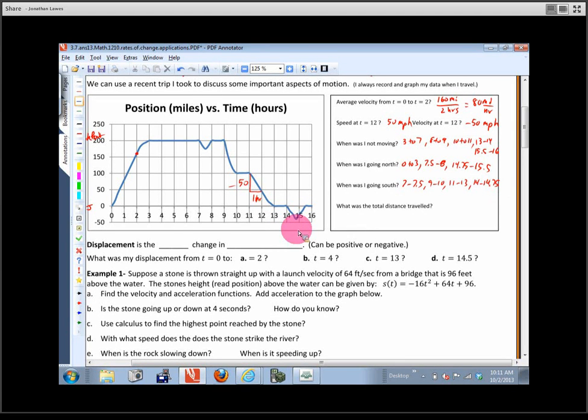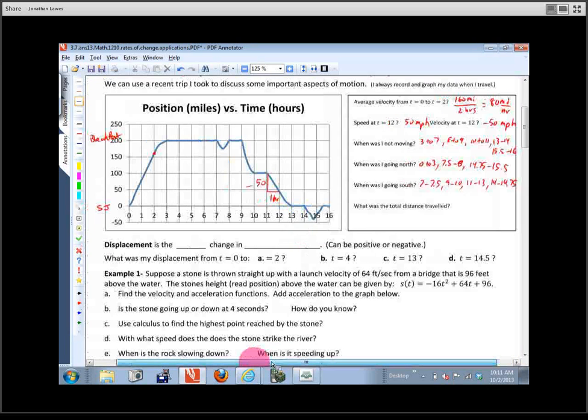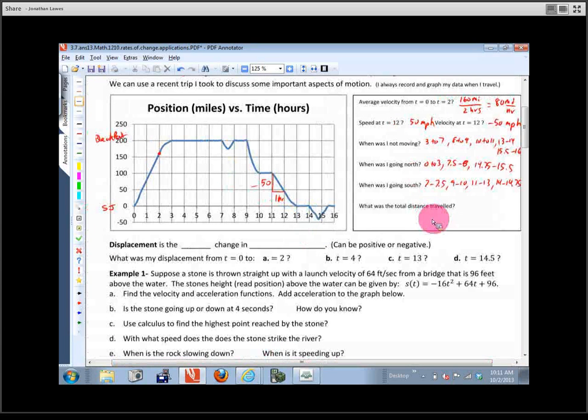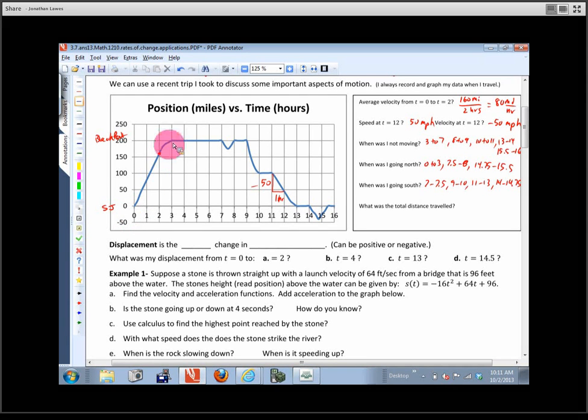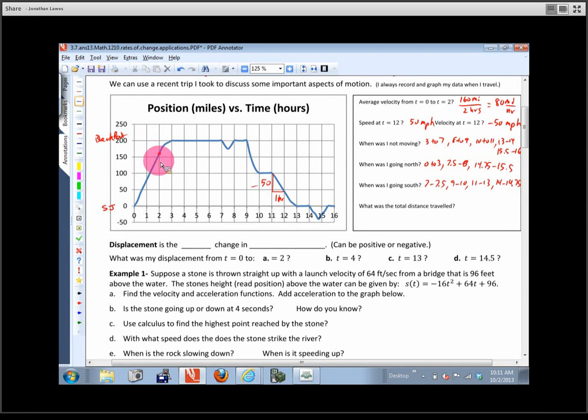Okay. So let's look at this graph, and before we answer how much distance I traveled, let's see if we can figure out exactly what happened on this. Okay. So headed off from my house, headed north, pretty fast. Got there in 3 hours. 200 miles in 3 hours is pretty fast. A little less than 70 miles per hour on average.